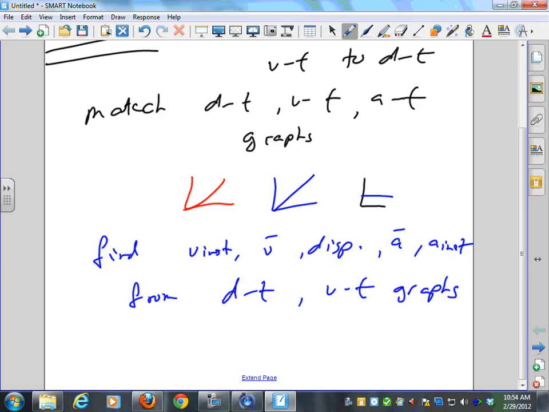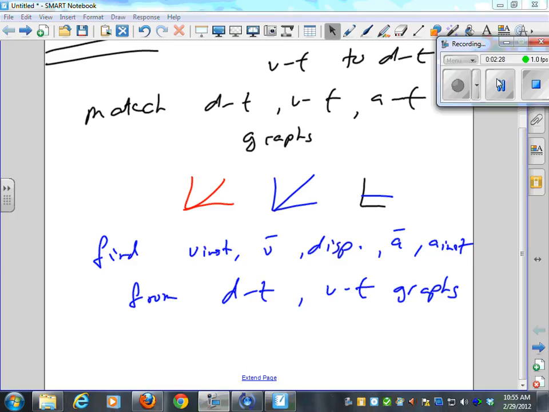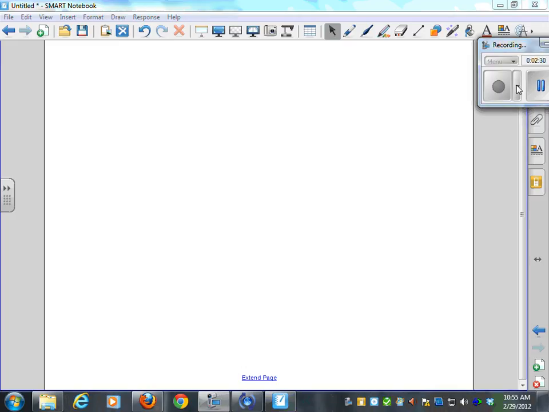Can you find the slope of a dt graph? Do you know what it means? Can you find the slope of a tangent line? Can you find the displacement? Anything else? That pretty much covers it all, I think, right? Okay. Next was it word problems? Yeah. Okay.